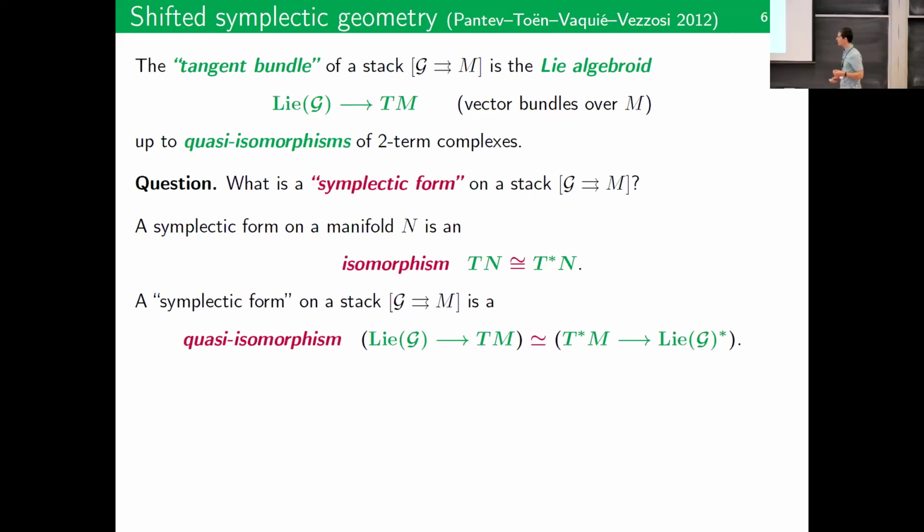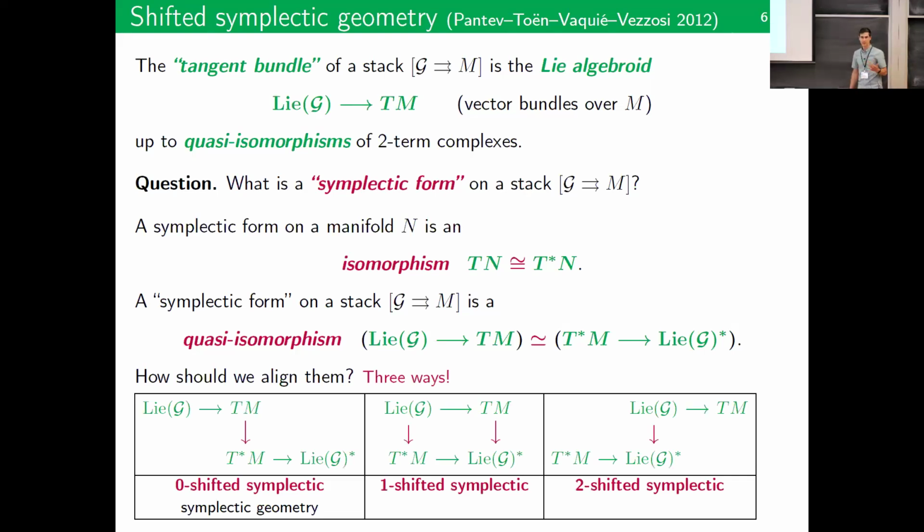But now there's an interesting question: how should we align these things? These are 2-term complexes, and there are essentially 3 meaningful ways of aligning these 2-term complexes to get a quasi-isomorphism. And so the question is, which one is the right one? There are 3 ways to do it, and it turns out that's the nice thing about shifted symplectic geometry: all 3 ways are valid ways of defining a symplectic structure on a differentiable stack. And you get 2 new ones that just don't exist on a manifold. These are new structures which exist just when you have a non-trivial stack.